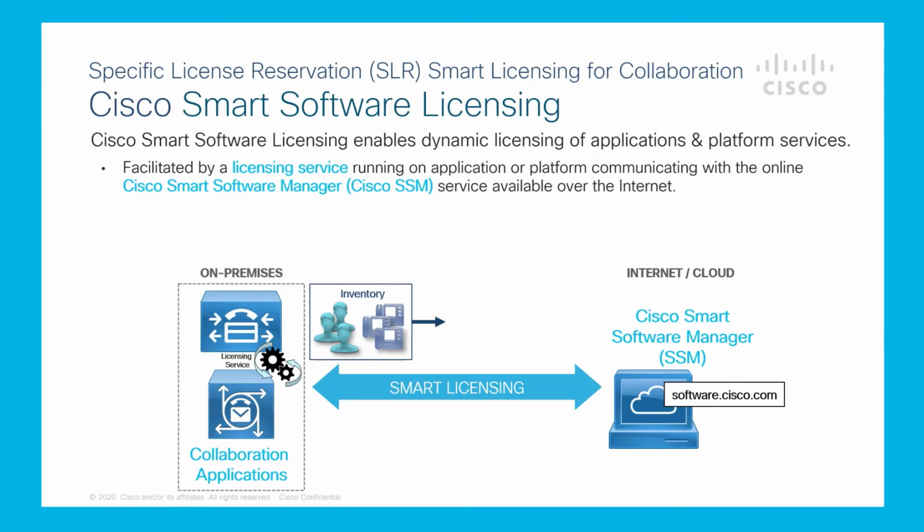The way this works is that the application or platform provides inventory information for those items requiring licensing. So, for example, in the case of Unified Communications Manager, that would be users and endpoint devices. In return, the Cisco Smart Software Manager service provides license registration and authorization information, which, if appropriate, ensures the application or platform is properly licensed with the necessary capacity and functionality. This is what smart licensing entails.